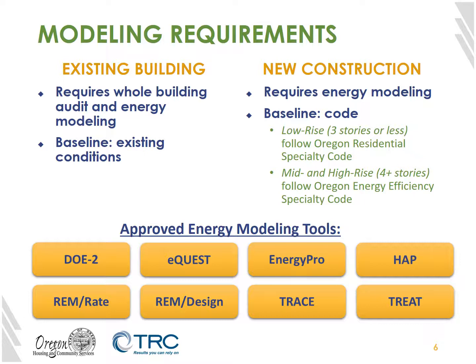Regarding modeling requirements, existing building projects require a whole building energy audit to be completed. These existing conditions outlined in the energy audit are used to develop the baseline model. New construction projects require a baseline of code requirements. For low-rise projects, 3 stories or less, this is generally based on the Oregon Residential Specialty Code. And for mid and high-rise projects in the Commercial Code, the Oregon Energy Efficiency Specialty Code should be followed. We've listed here the energy modeling tools OHCS has approved. Most of our current projects have been modeled in eQuest and REMrate.